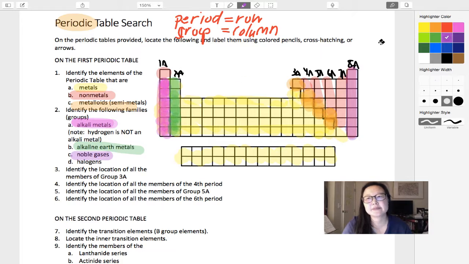And then halogens, you may have heard of halogen lights, halogen lamps. Halogens are next to the noble gases right here. So that's where you get things like chlorine and bromine iodine.